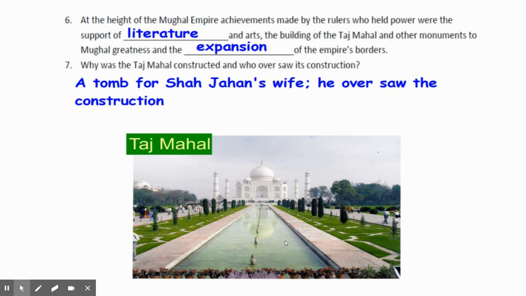Okay, it's a place where a person is laid to rest. And it was a tomb for a man named Shah Jahan's wife. Shah Jahan was a Muslim, and matter of fact, he practiced polygamy, which is somewhat common in some Muslim cultures, even to this day, where a man could have multiple wives.